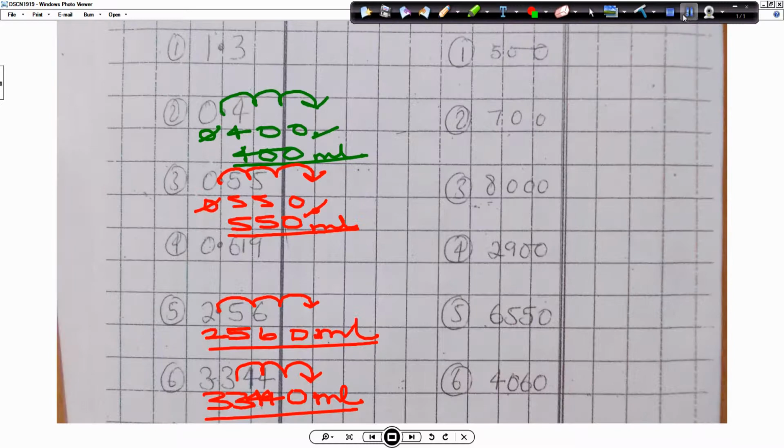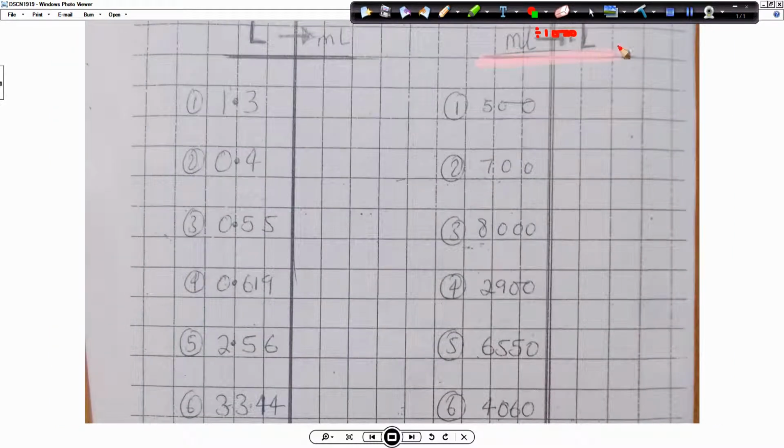If we change milliliters to liters, we have to divide by 1,000 according to our identity. Our identity is 1 liter is equal to 1,000 milliliters. And if we change milliliters back into liters, we have to divide by 1,000.